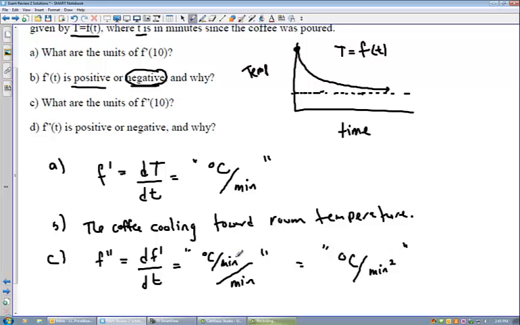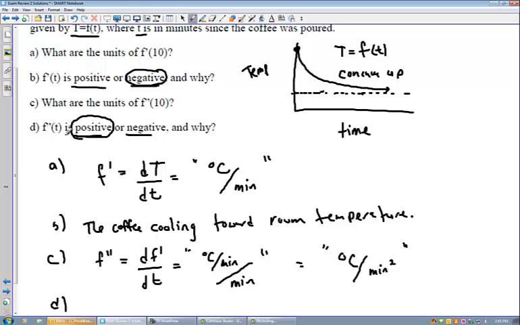And then finally, part D is f double prime positive or negative. Well, from the picture, you can see it's concave what? It's concave up. It's part of a smile. So we know if it's concave up, f double prime has to be positive. But why is it positive? Well, as the coffee cools, the rate of change at which the coffee cools actually increases.